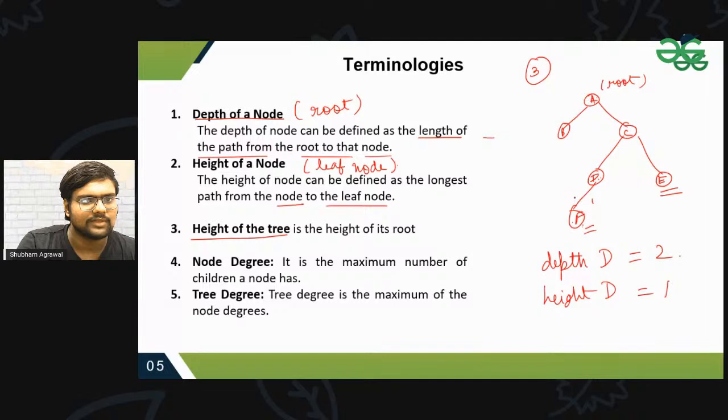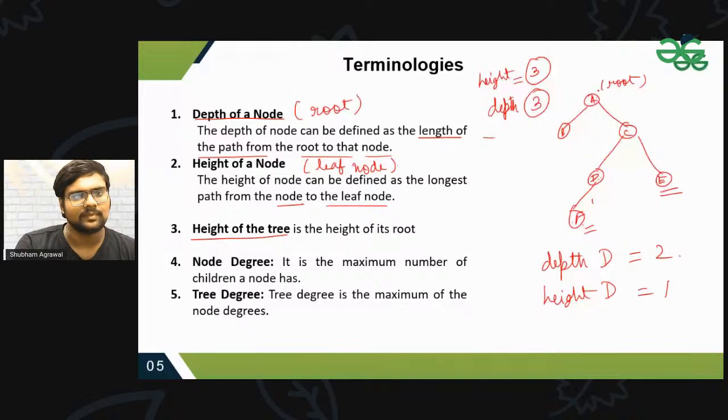So the depth of the tree is 3, and the height of the tree is also 3, because from the leaf to root we have the distance of 3. So the height of the tree is the height of its root, and the depth of the tree is the maximum depth of all the nodes.